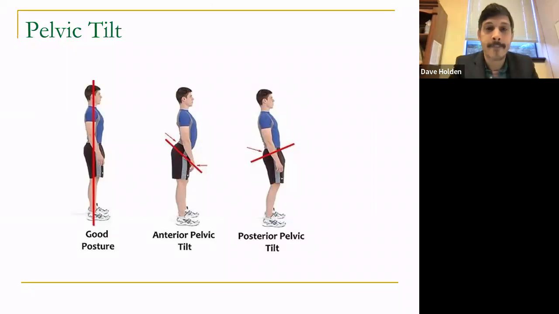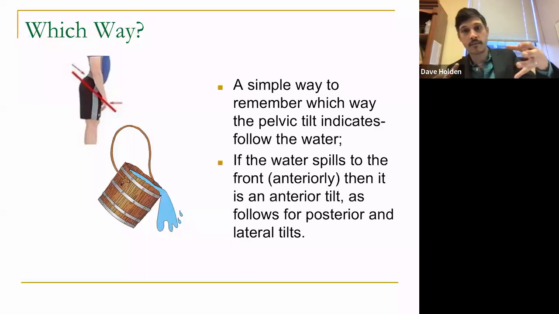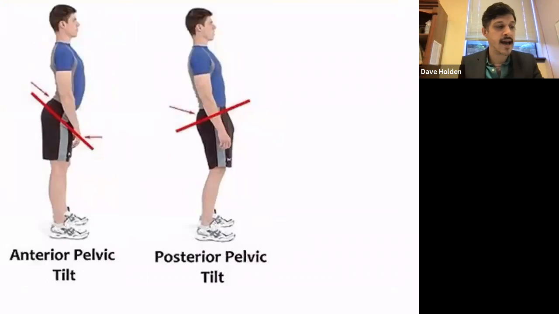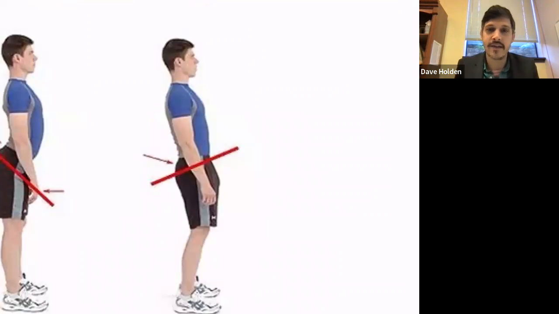Pelvic tilt. Just a couple of slides on this. The tip with identifying pelvic tilt is to follow the water. If the hips are a bowl of water, which way is the water pouring out? Is it an anterior pelvic tilt pouring water out of the front? Or is it a posterior pelvic tilt? If you look at this guy, he would be pouring water out of the back side of his hips.